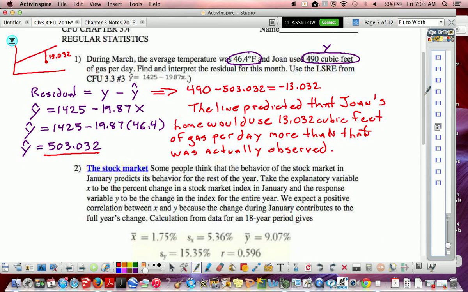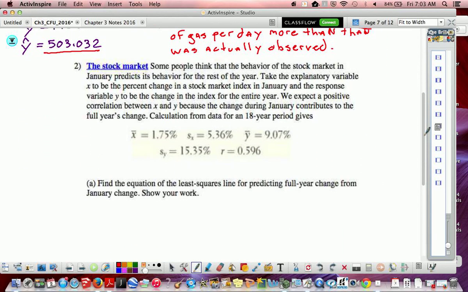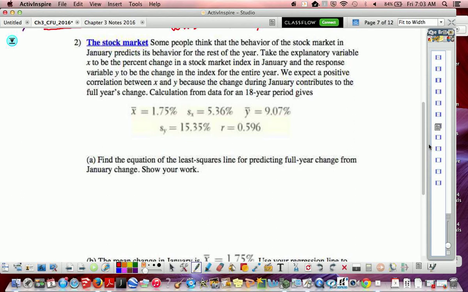All right, so now let's continue on with number 2, which talks about the stock market. It says some people think the behavior of the stock market in January predicts its behavior for the rest of the year. Take the explanatory variable X to be the percent change in the stock market index in January, and the response variable to be the change of index for the entire year.